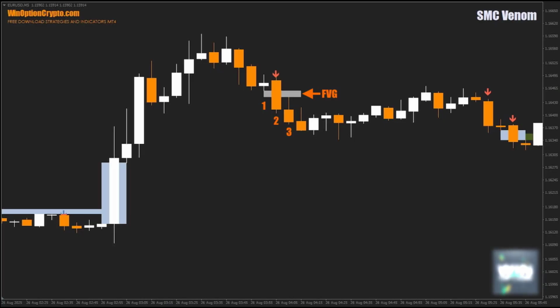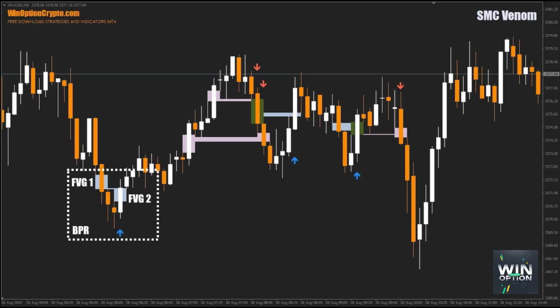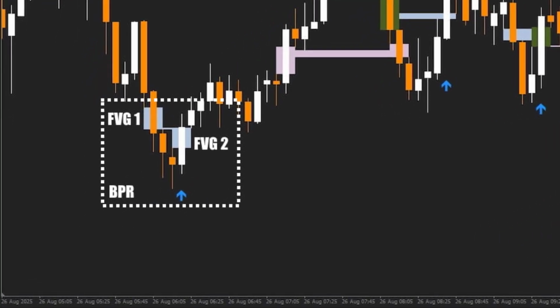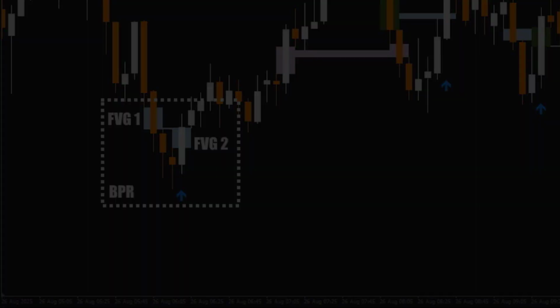Looking at the chart to the right, you can see that this is precisely what happened. The price tested the marked range and then moved in the direction of the growing trend. Such price gaps can be combined into more complex reversal candlestick patterns consisting of two opposing FVG patterns called BPRs. It is precisely when such patterns appear that the SMC Venom strategy signals are generated.